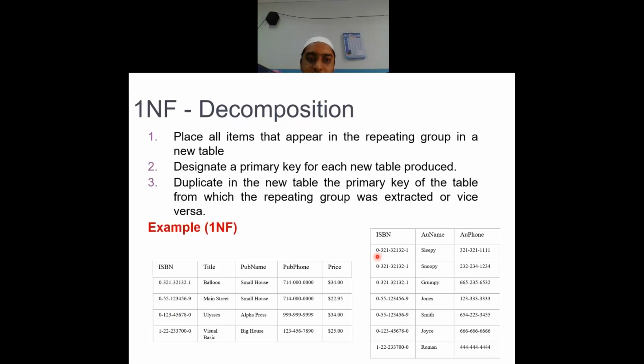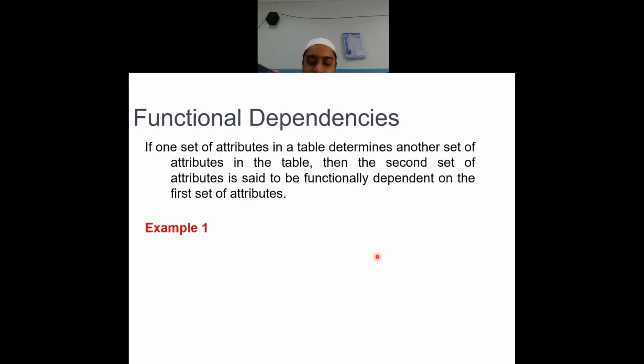So that was the concept. Now coming on to the second normal form and third normal form, we have seen a concept called functional dependency coming into the picture. Functional dependency means one attribute or a set of attributes is dependent on another set of attributes. The first set of attributes are called dependent attributes, and the ones on which the others are dependent are called independent attributes.